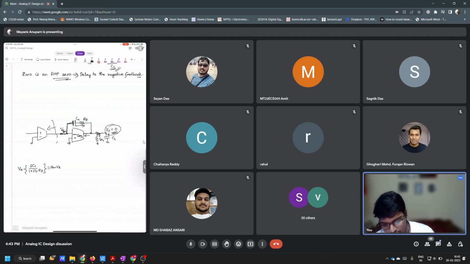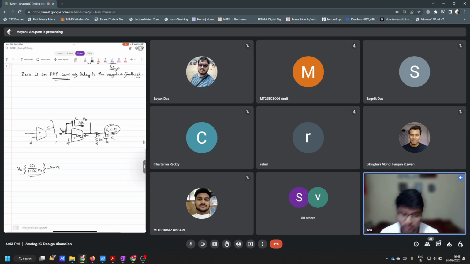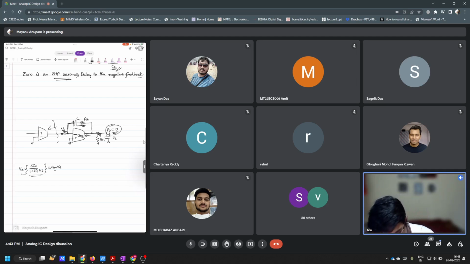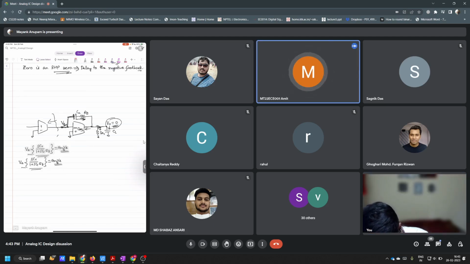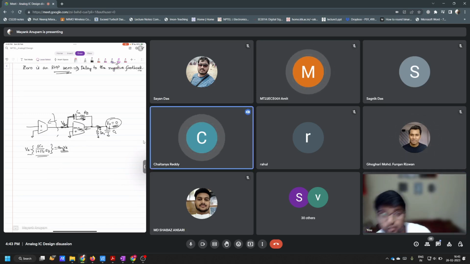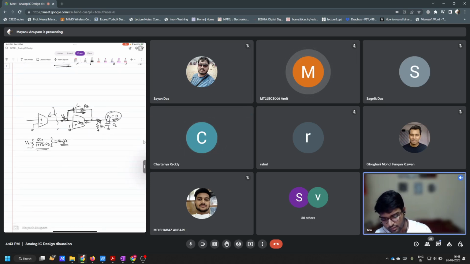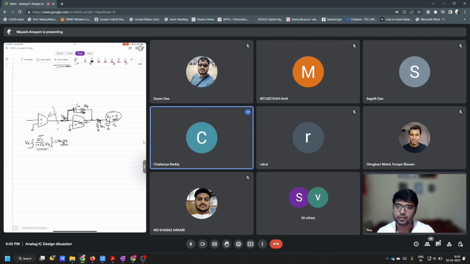So I will again use the same formula: the current passing through this is V times sCC divided by 1 plus sCC RZ, and that has to be equal to the current coming out, which is gm2 times Ve, right? Everyone is clear on that? Yes, sir. Here, the conductance is sCC divided by 1 plus sCC RZ. It is the net admittance, right? This is admittance. You see, CC and RZ are in series. Got it, sir.